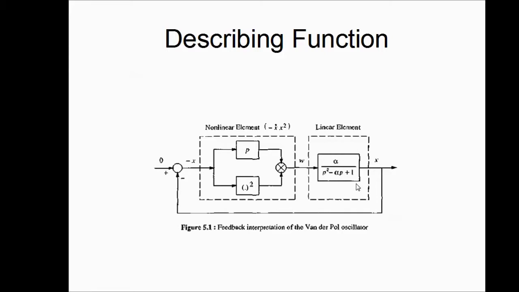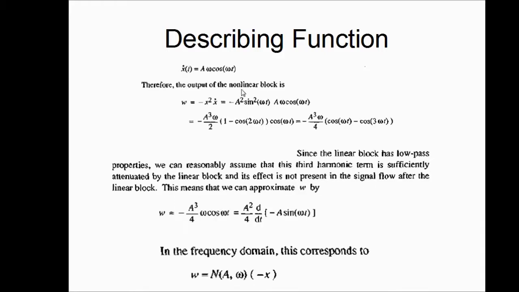Now with those assumptions, we have x dot equals a omega cos omega t, and w turns out to be this quantity, which upon simplification gives me these terms, a cos omega t term and a cos 3 omega t term. And now since the linear block has low pass properties, it's reasonable to assume that the third harmonic is sufficiently attenuated by the linear block, and in effect, it's not present in the signal flow after the linear block. This means that we can approximate W by just the first harmonic only.